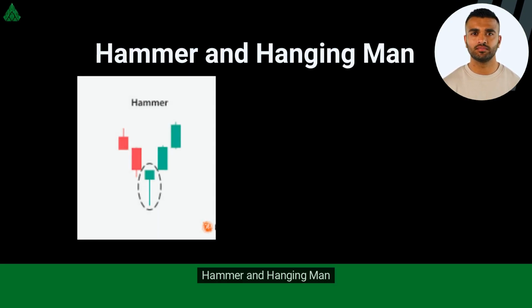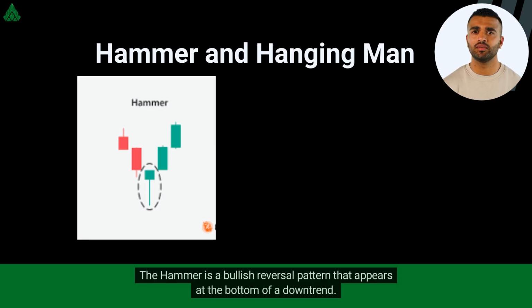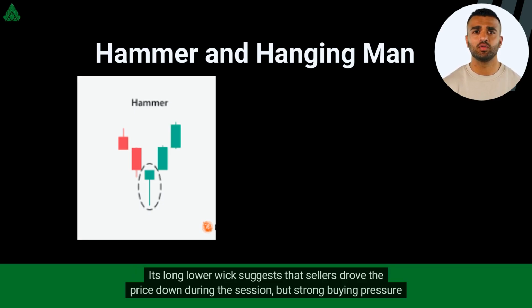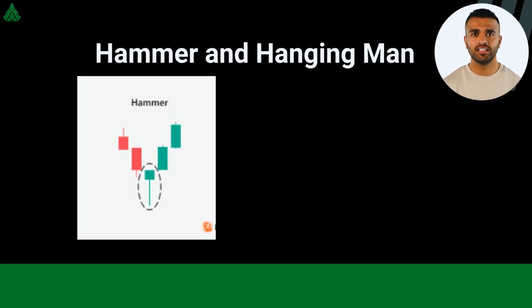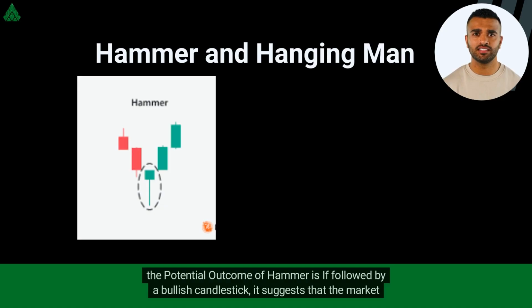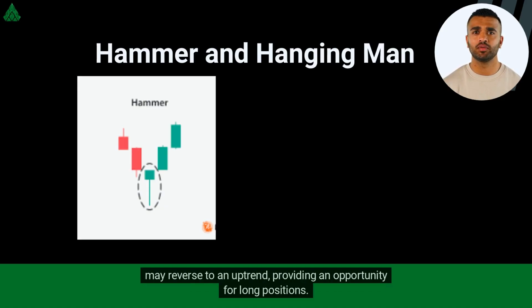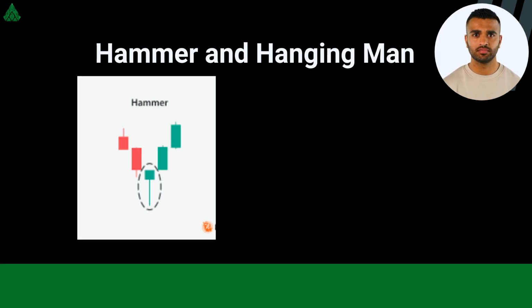Hammer and hanging man. The hammer is a bullish reversal pattern that appears at the bottom of a downtrend. Its long lower wick suggests that sellers drove the price down during the session, but strong buying pressure pushed it back up, closing near the open price. This indicates potential bullish momentum. The potential outcome of hammer is, if followed by a bullish candlestick, it suggests that the market may reverse to an uptrend, providing an opportunity for long positions.